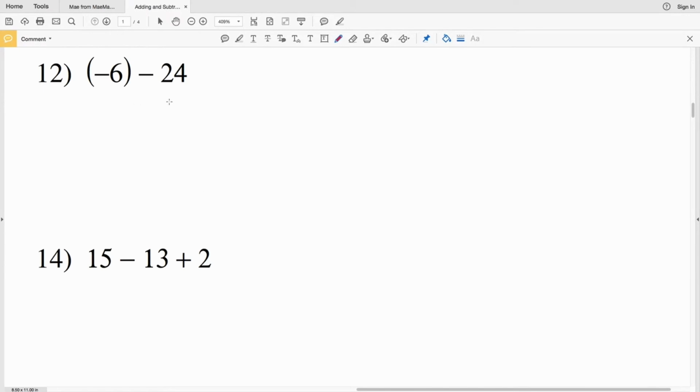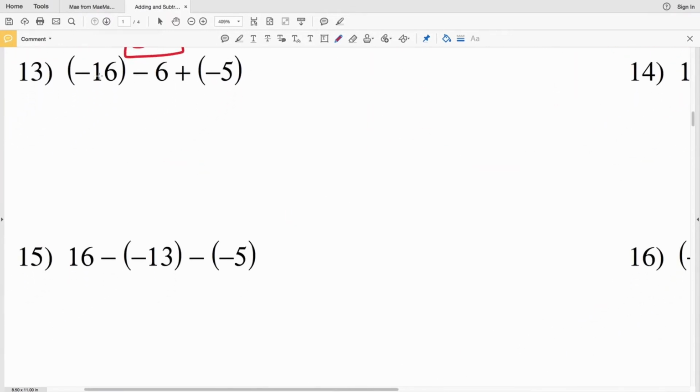For number 12, we have negative 6 minus 24. If you want to, you can rewrite this as negative 6 plus a negative 24, because subtracting a positive is the same as adding a negative. So now both our terms are negative. So since we're adding, we know the answer is also going to be negative, since adding two negatives would just make the answer even further to the left on the number line. So negative 6 plus negative 24 is going to give us a negative 30.